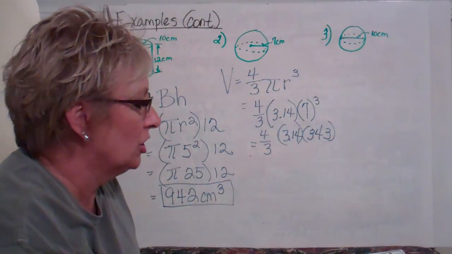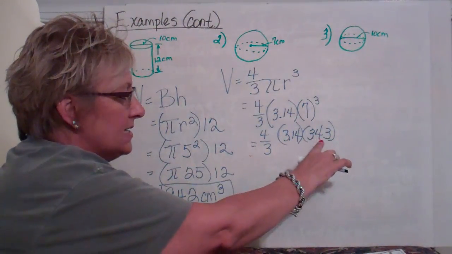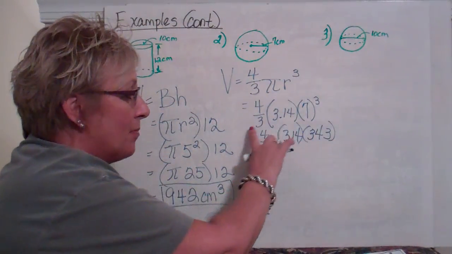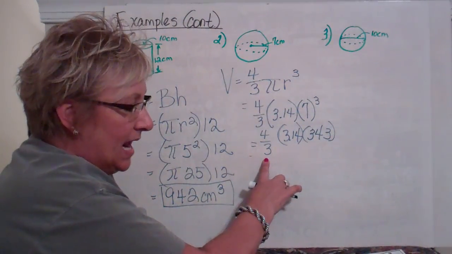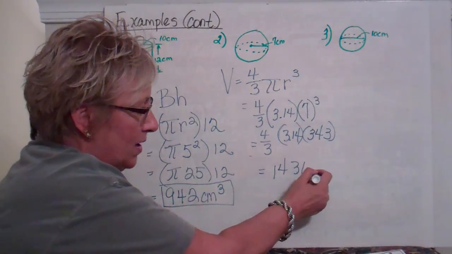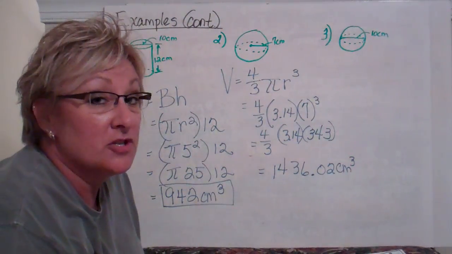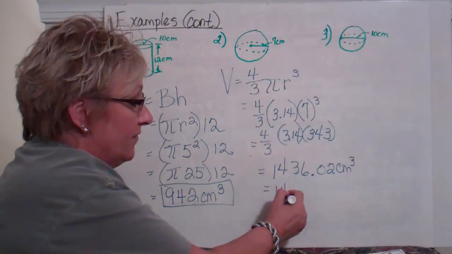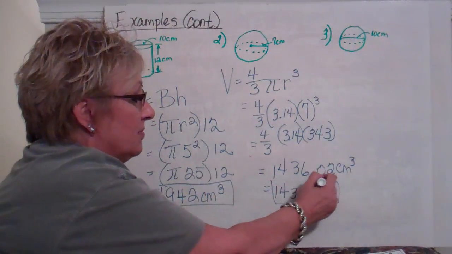Now in this case, I'm going to look at it and say, okay, what is 4 times 3.14 times 343? Take all of that product, multiply it together, and divide it by 3. And when I do that, I get 1,436.02 centimeters cubed. In this case, I do want to change it into a whole number, so I'm going to let this equal 1,436 cubic centimeters would be the volume inside of that.